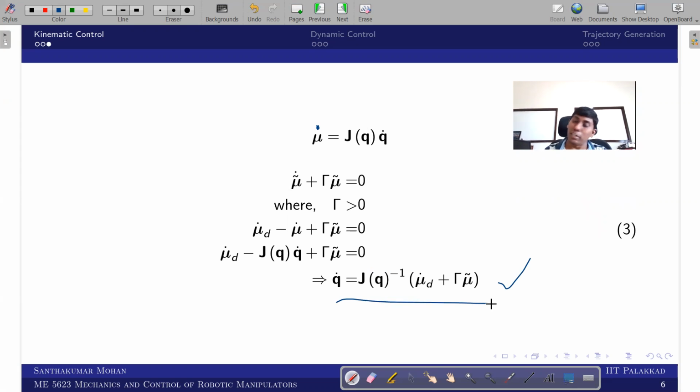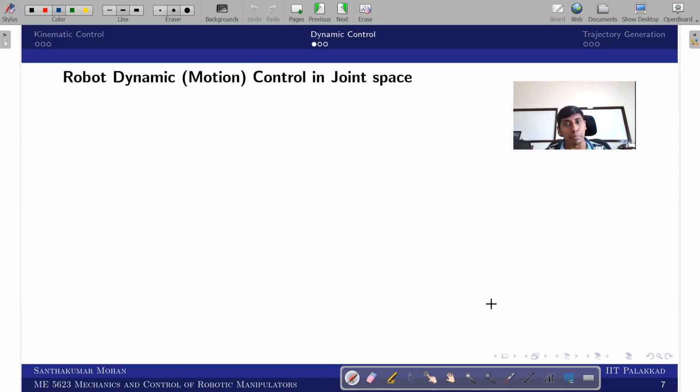But now imagine the inertia forces are not negligible and the gravity is not balanced. What is supposed to be done? Then we bring in dynamic control. There we bring the robot dynamic control in joint space.